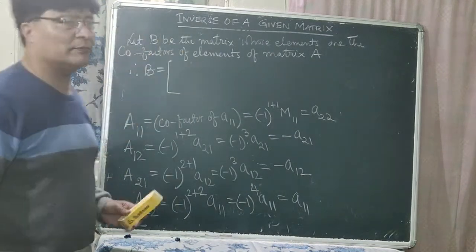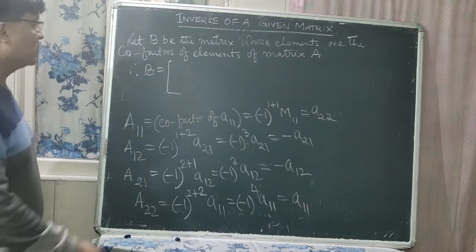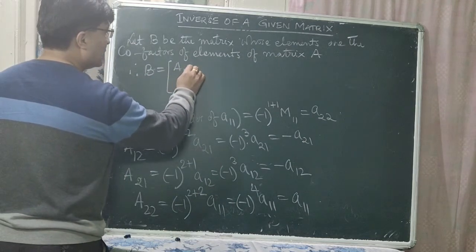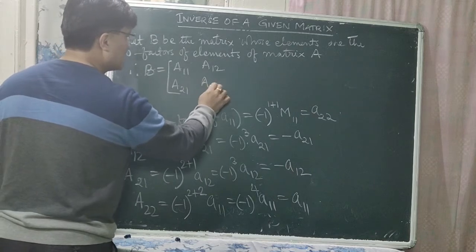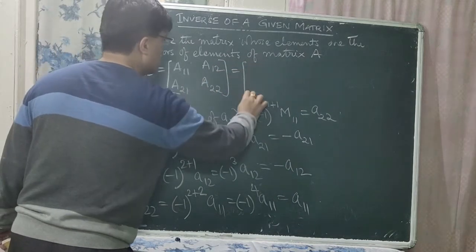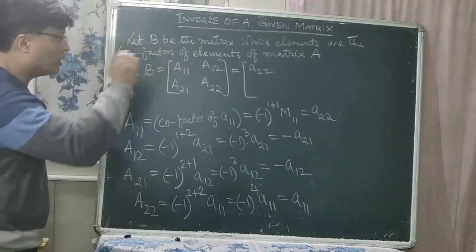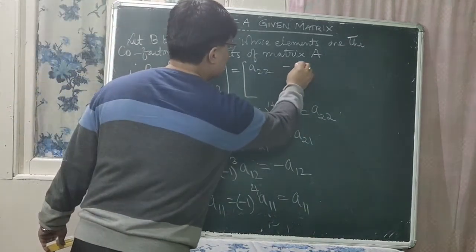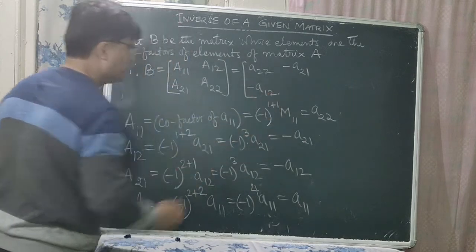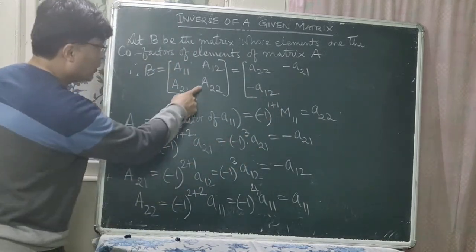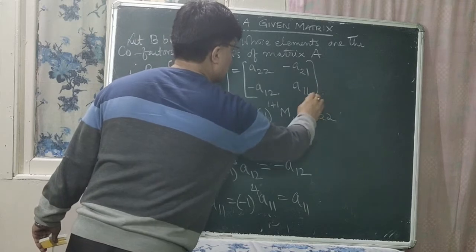So here we suppose B is a matrix whose elements are the cofactors of the elements of matrix A. So capital B is equal to, what do we write here? Capital A11, capital A12, capital A21, capital A22, which is equal to, what is the value for capital A11? You should write small a22 here. What is the value for capital A12? It is minus A21. What is the value for A21? It is minus A12. And then what is the value for A22? It is A11. Is that clear?